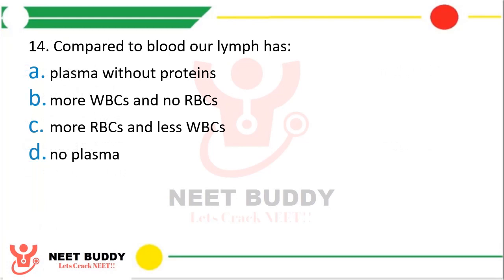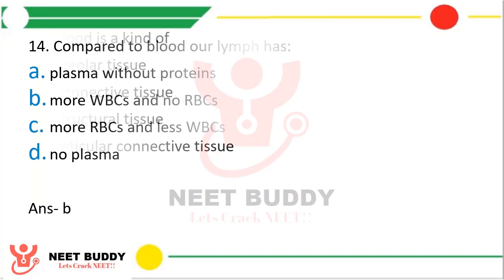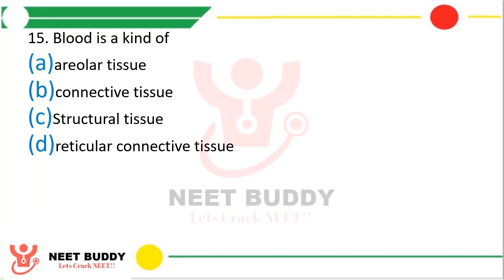Question number 14. Compared to blood, our lymph has plasma without proteins, more WBC and no RBC, more RBCs and less WBC, no plasma. Compared to our blood, our lymph has. Correct answer is option B. It has more WBCs and no RBCs. Question number 15. Blood is a kind of areolar tissue, connective tissue, structural tissue, reticular connective tissue. Blood is a kind of. Correct answer is option B. It is a kind of connective tissue.